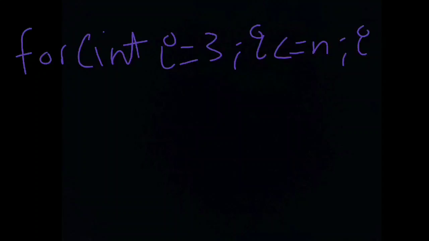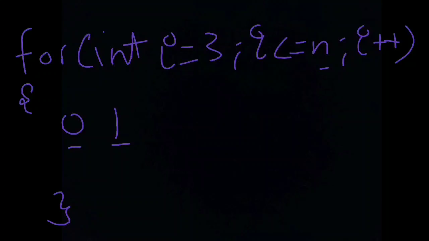Now i less than or equal to n. Why i less than or equal to n? Because we have to go until n. 10 terms means a total of 10 terms we have to print, not 9 terms. We have to print 10 terms. So 0 and 1 are already printed. Now we will go up till the n terms.